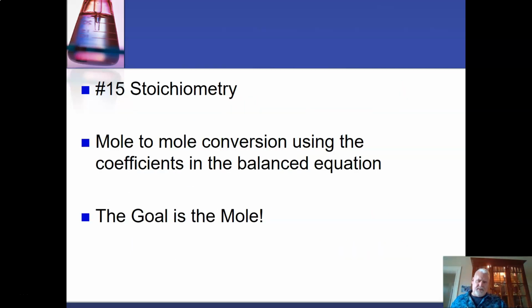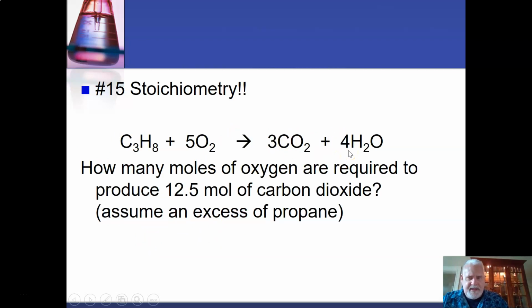And then we move on to number 15, stoichiometry. The goal is the mole, and remember the definition, mole to mole conversion using the coefficients in the balanced equation. This is our very first type of problem. Here's an equation that we just talked about, which is the combustion of butane. How many moles of oxygen are required to produce 12.5 moles of carbon dioxide? And assume an excess of butane. So this is real straightforward. It's a one-stepper. It's that mole-to-mole conversion.